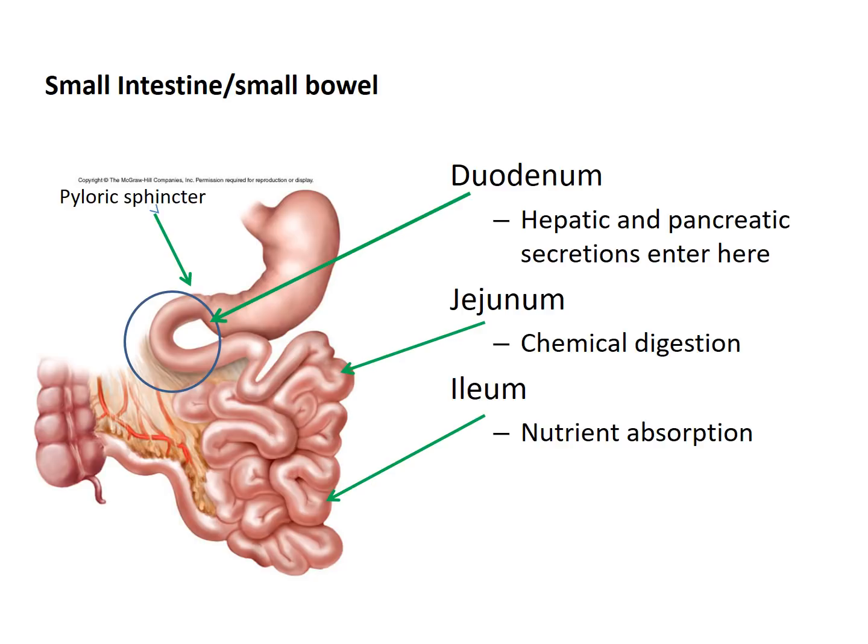The next part of the small intestine will be the jejunum, and the final part of the small intestine will be the ileum, where the majority of nutrient absorption occurs.